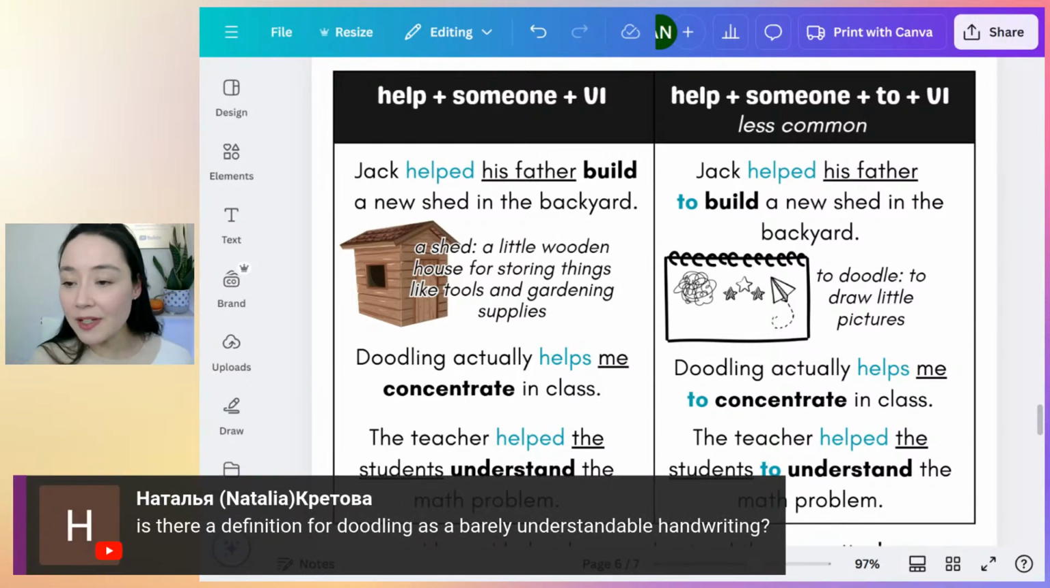Natalia, is there a definition for doodling as barely understandable handwriting? If you're just doodling, normally not, Natalia. Doodling is usually little pictures. I guess you could write little words, but they have to be kind of like in a picture form. But I have really bad handwriting, and I would never say, oh, this is my doodling.